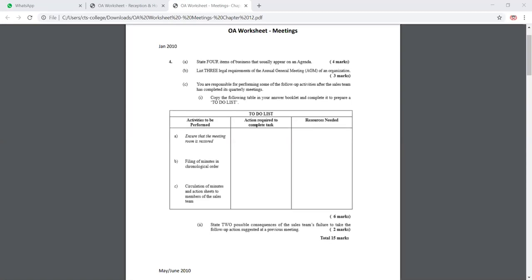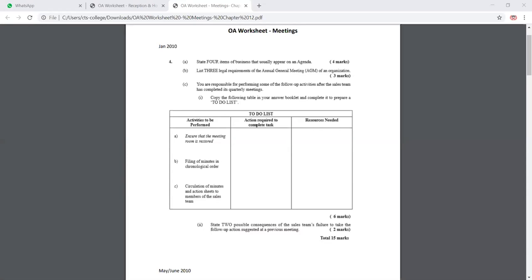Okay, let's go down to the other part of the question. It says, state two possible consequences of the sales team's failure to take the follow-up action suggested at a previous meeting. So remember, when the minutes go out and the action sheet goes out, you are letting people know that they have to follow up on certain things that they said they would do, right? Okay. So the question now is, state two possible consequences if the sales team fails to follow up on what they suggested.